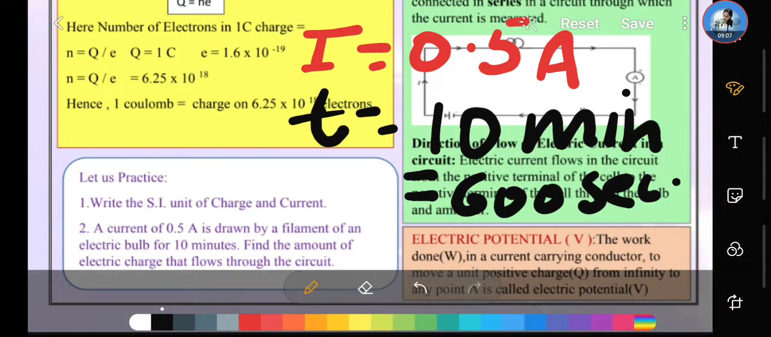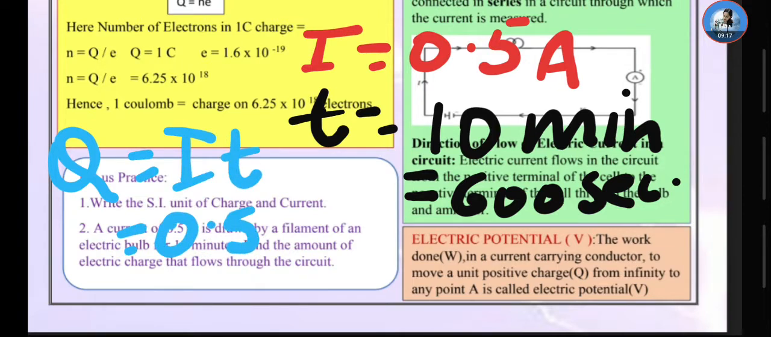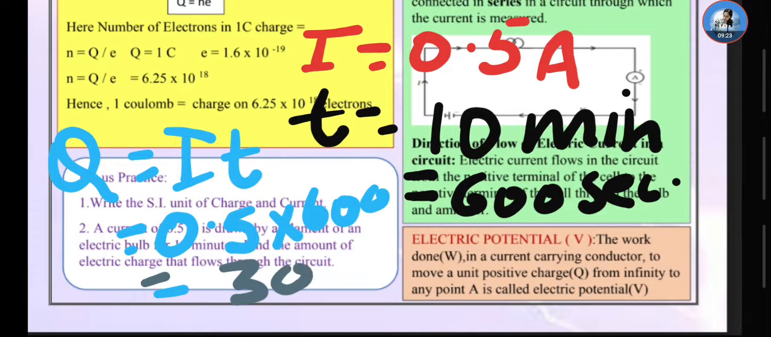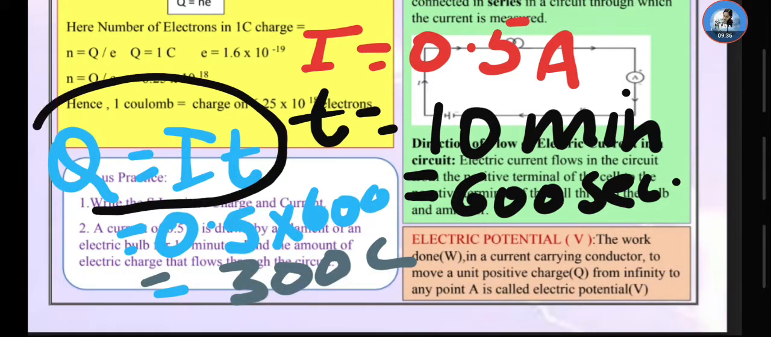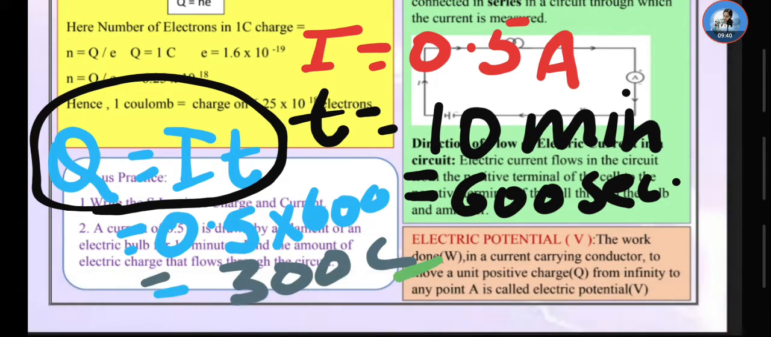Now we have to calculate the amount of electric charge. So students, we know Q equals I T. I is given to you 0.5 and T is also given, 600. So our charge is here 300 coulomb. Got it? I is given to you. Time is 10 minutes. We have to convert into 600 seconds. And by this formula, we can easily calculate the amount of charge. And that charge is 300 coulomb.